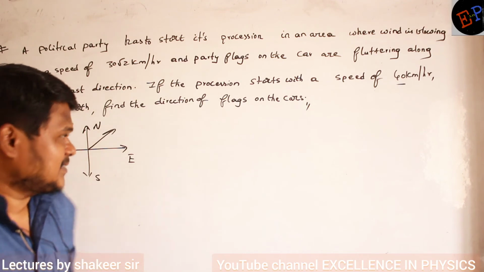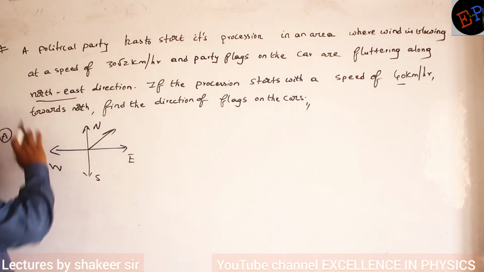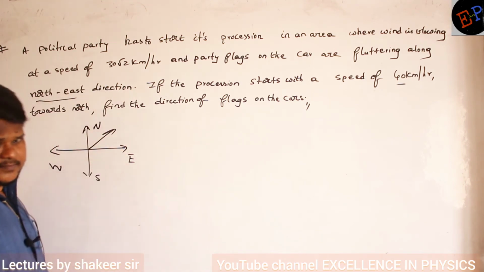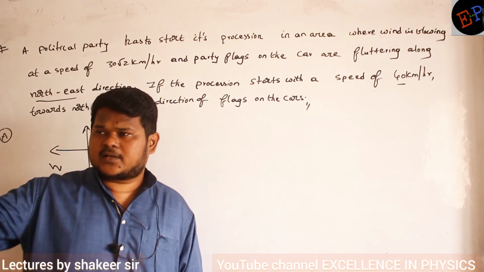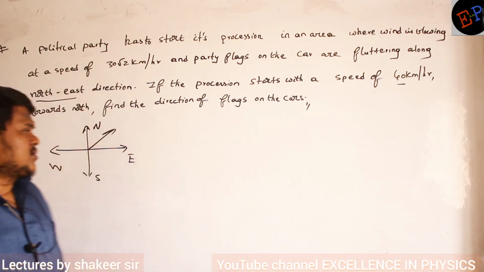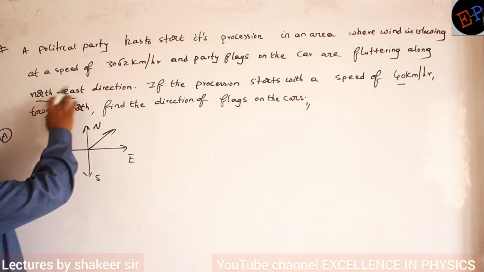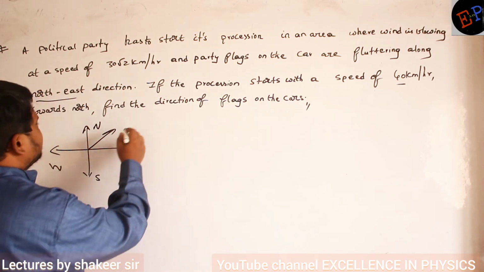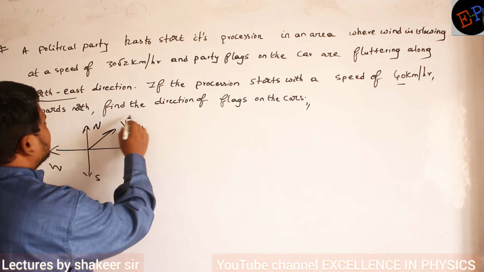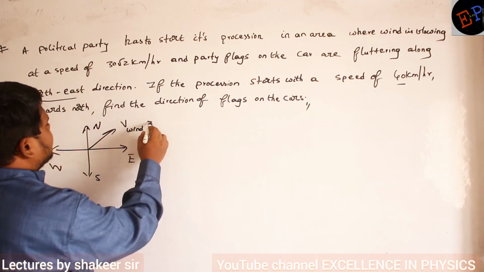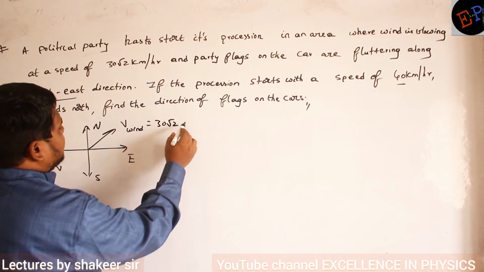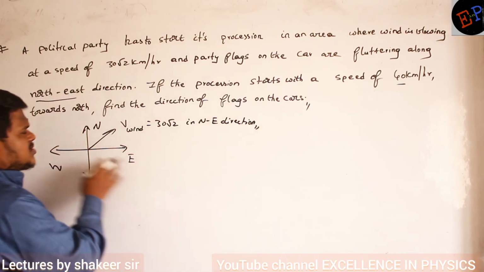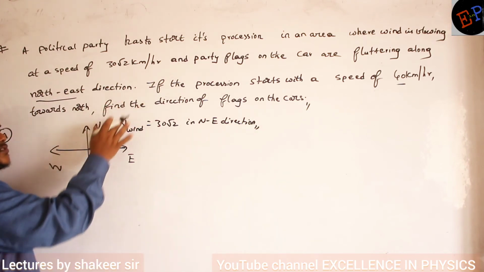See now, first of all, why will flags flutter? Flags will flutter in the direction of the wind. That's all. They are fluttering in the direction of the wind. So when the procession is in rest position, flags are fluttering towards northeast. It means this is the direction of the wind. So what is the velocity of the wind? How much is it given? It is given as 30 root 2 km per hour, in the northeast direction. Because when the procession is at rest, flags are fluttering in this direction, it means wind is flowing in this direction.